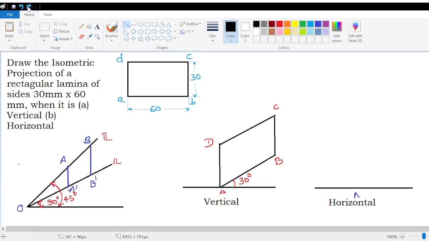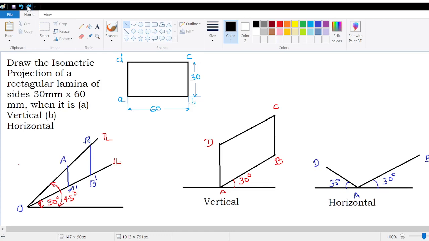Now draw the baseline and locate the point. Here also I am locating the point A. Now AB should be drawn at an angle of 30 degrees since it is horizontal. So I am drawing AB at an angle of 30 degrees. Now the edge AD, it is also horizontal in this case. So that should also be drawn at an angle of 30 degrees in the opposite direction. So I am drawing AD at an angle of 30 degrees from the point A. Now the next edge, which is DC, is also horizontal. So from the point D, you have to draw a line inclined at 30 degrees.